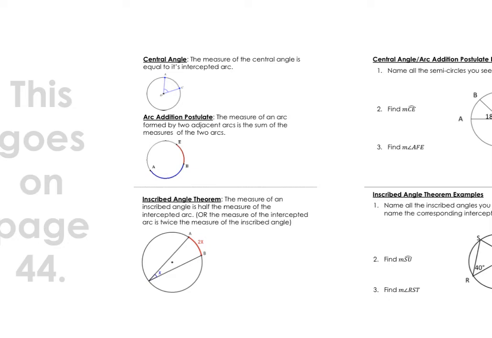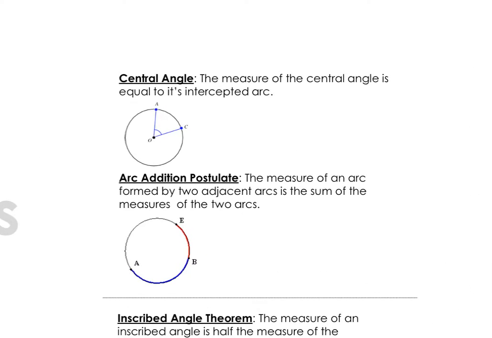Okay, in this lesson we're going to go over central angles and inscribed angles and how to find the measures of arcs and angles given certain measurements. So first we're going to talk about central angles. Remember, a central angle is an angle whose vertex is on the center of the circle. So this would be a central angle here.